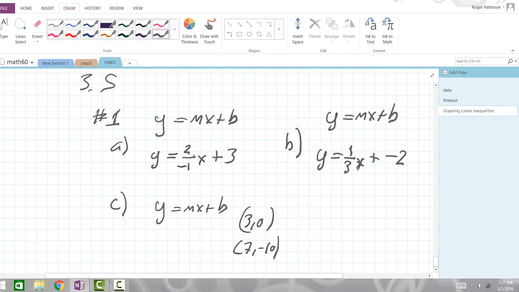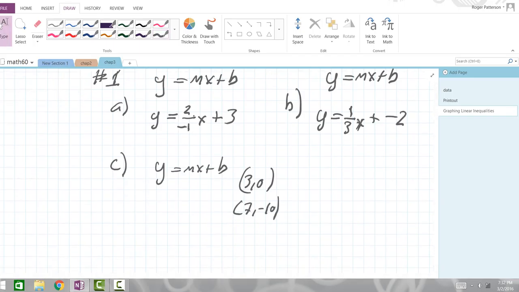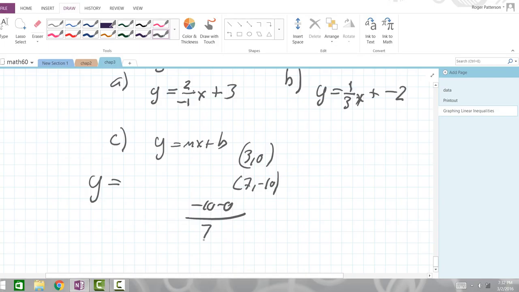All right. Okay, so let's find the slope then. What's our slope going to be? Yeah, so it'd be negative 10 minus 0 over 7 minus 3. So negative 10 over 4. So there's my slope.